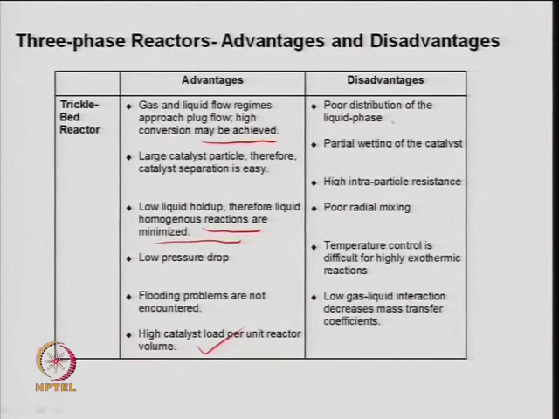Disadvantages, again, if not properly designed. Poor distribution is a big issue in the case of a trickle bed reactor, that is maldistribution of liquid. Then partial wetting of the catalyst, because of the solubility of the gas, liquid, and then the surface of the solid. So, depending upon the pressure, some of the surface of the catalyst may not be properly utilized, that is the liquid is not in contact with that surface. So, that is one problem here in the case of a trickle bed reactor.